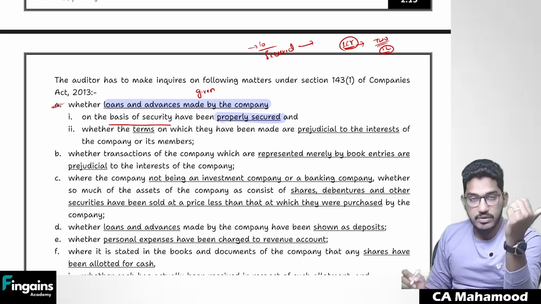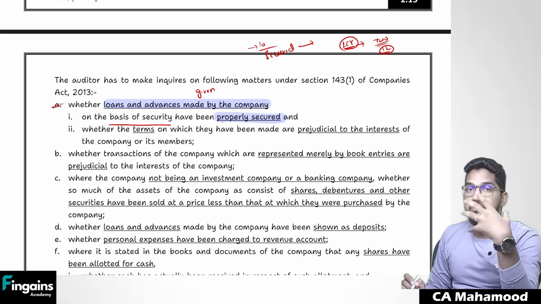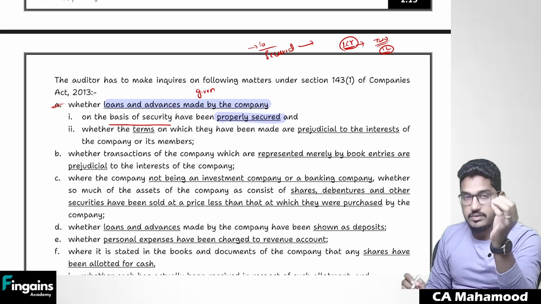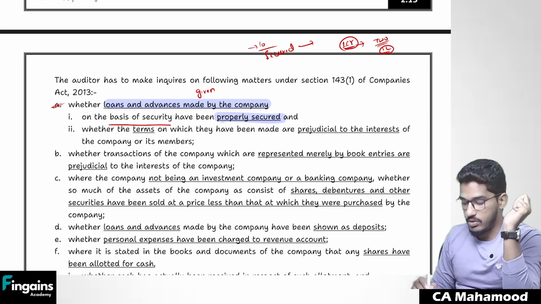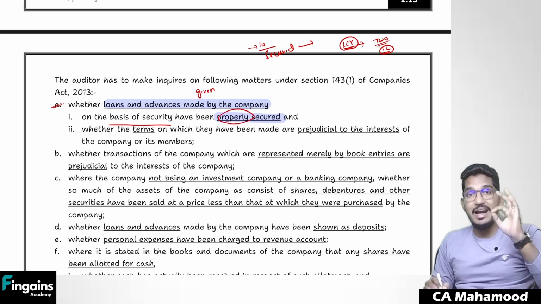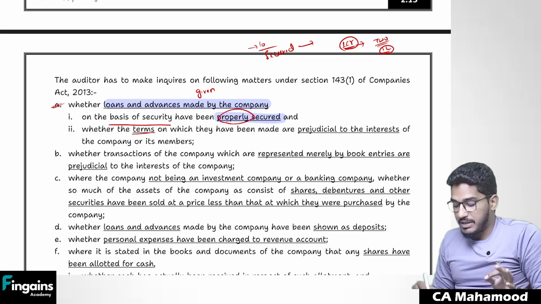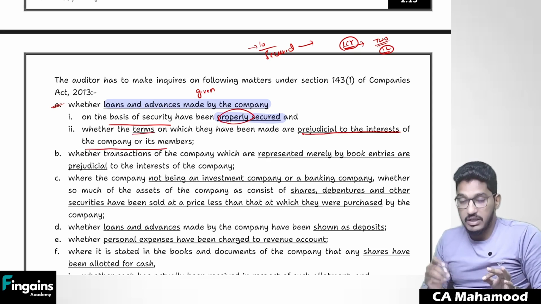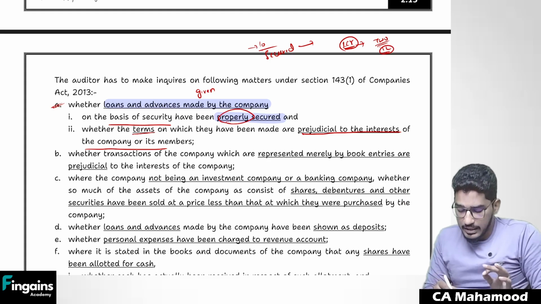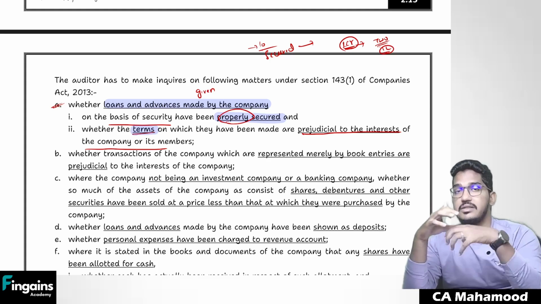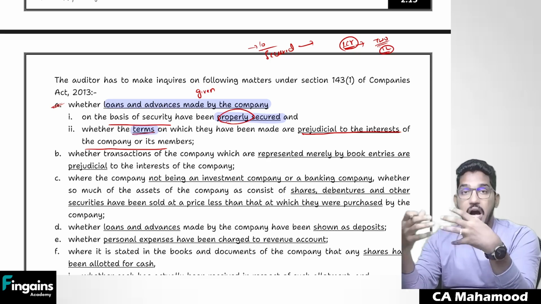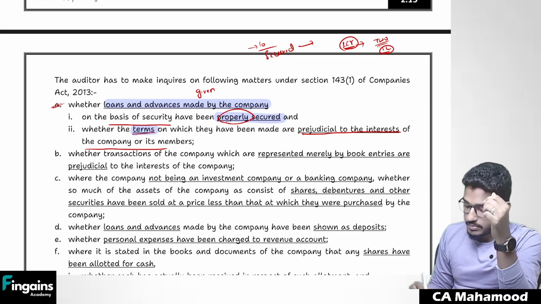So first, we need to verify whether loans and advances given by my client company to others, if they are stated as secured, are properly secured or not. Properly secured in the sense of whether they are adequately secured or not. And also whether the terms on which they have been made are prejudicial to the interest of the company or its members. On whatever terms and conditions these loans and advances were given, are they prejudicial? Sir, what is the meaning of the term prejudicial? Prejudicial means harmful.